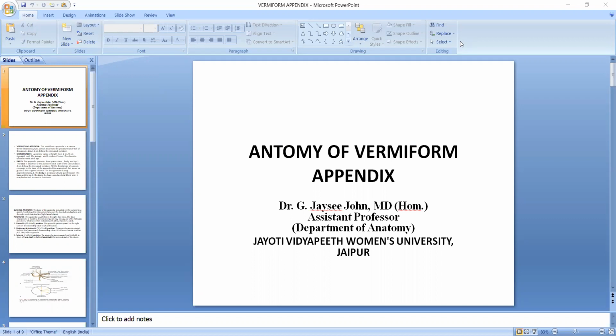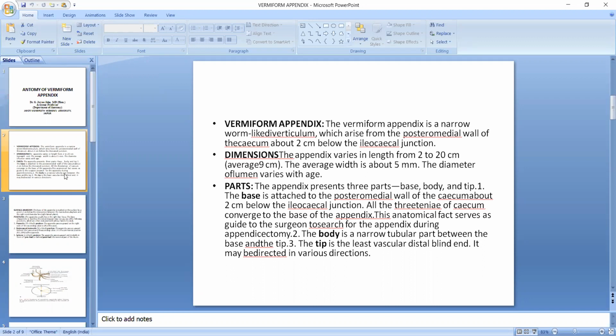Today we are discussing anatomy of vermiform appendix. Vermiform appendix is a narrow worm-like diverticulum which arises from the posterior medial wall of the cecum, about 2 cm below the ileocecal junction. Dimension: it has a length from 2 to 20 centimeter and average width is about 5 millimeter. The diameter of lumen varies with age.